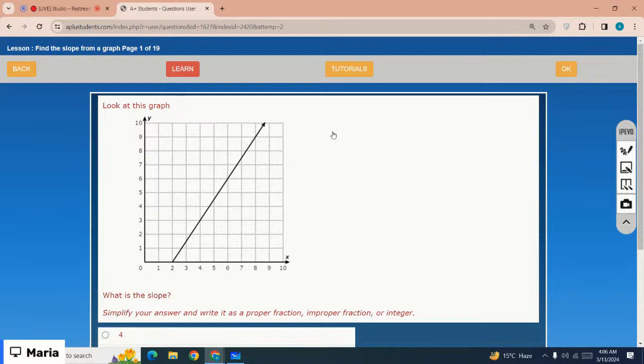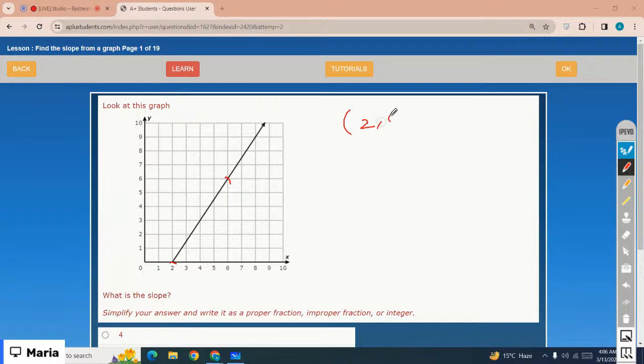Okay, look at this graph. Right now, I'm going to select any 2 points on the graph. Let's see. This is the first one, and this is the second one. You can select any points, right? So for this one, the coordinates are x is 2 and y is 0. Always write the x coordinate first, right? So these are x1 and y1. And for this one, you have x is 6 and y is 6. This is x2 and y2.